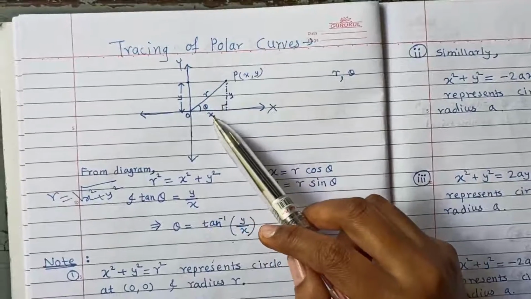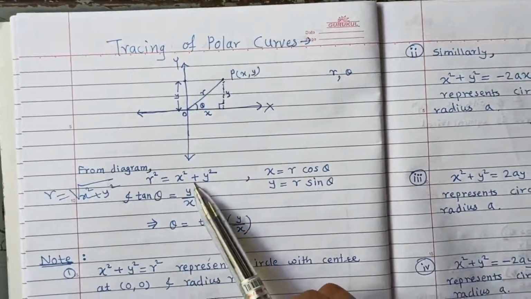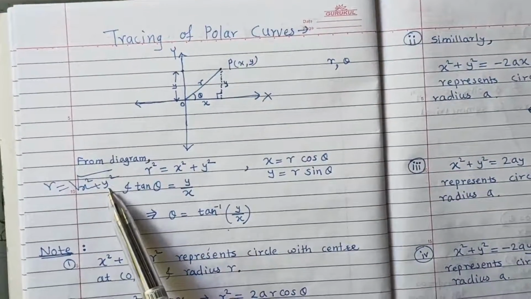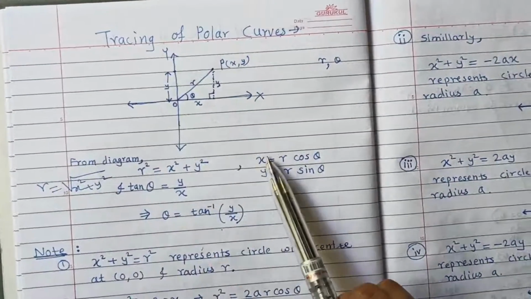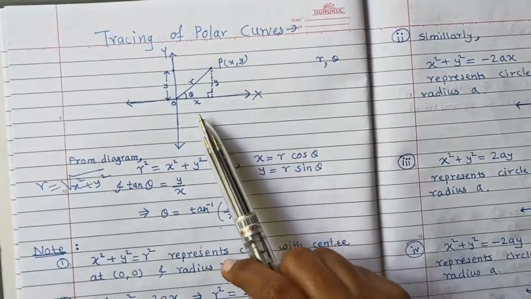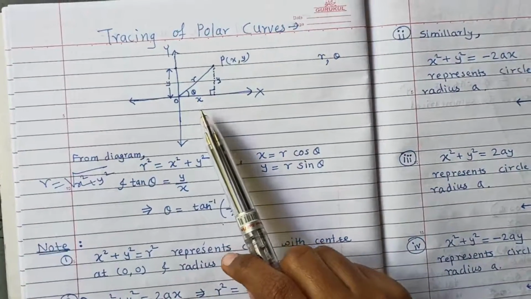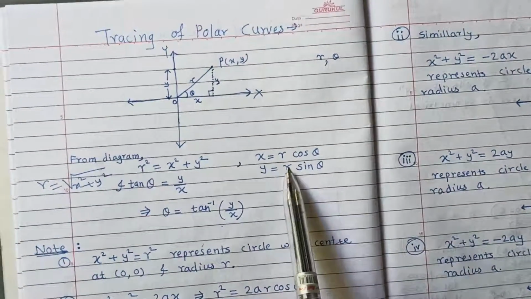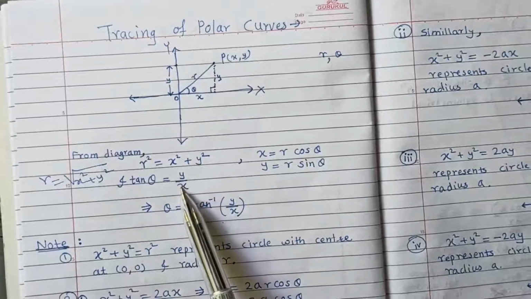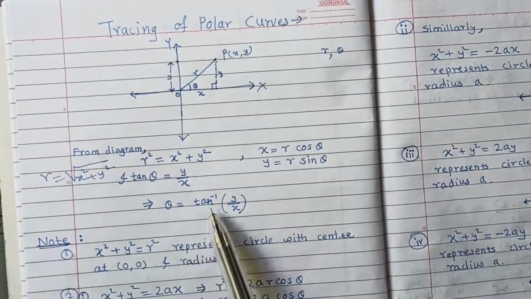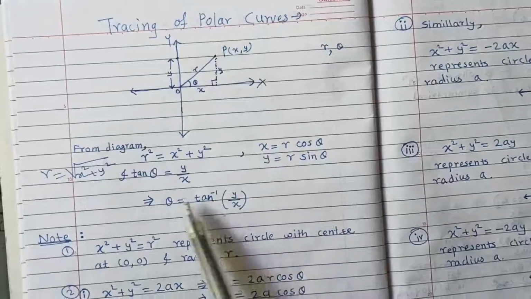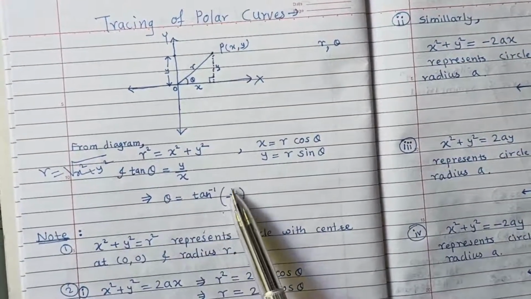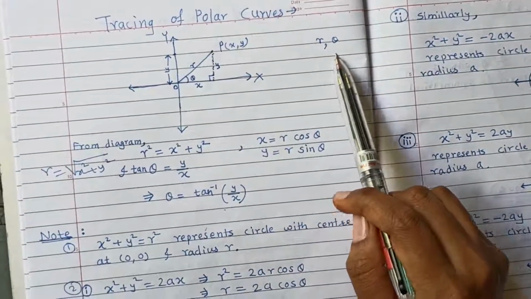r square is equal to x square plus y square. So r square equal to x square plus y square, and that's why we can write r equal to root of x square plus y square, and x equal to r cos theta. From this diagram you can observe that x is equal to r cos theta and y is equal to r sin theta. This implies tan theta is equal to y by x, and therefore theta is equal to tan inverse y by x. That means r is equal to root of x square plus y square and theta equal to tan inverse y by x. They are polar coordinates.